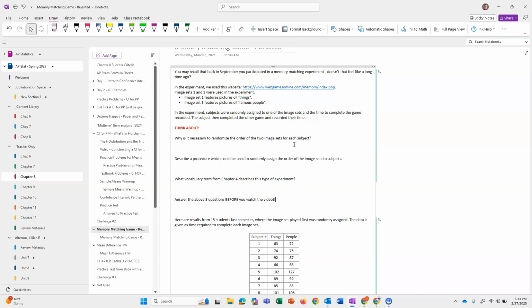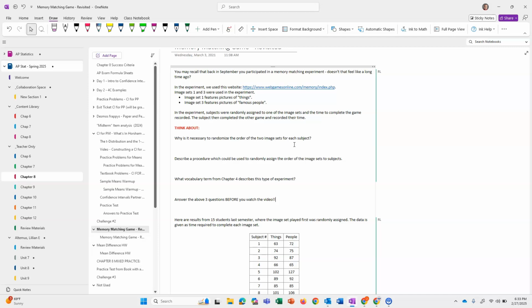So the goal for randomization is to try and create a sample that is representative of the population. And if people have different experiences with these games, it's possible that a sample that's not random would not be representative. So that's the first one.